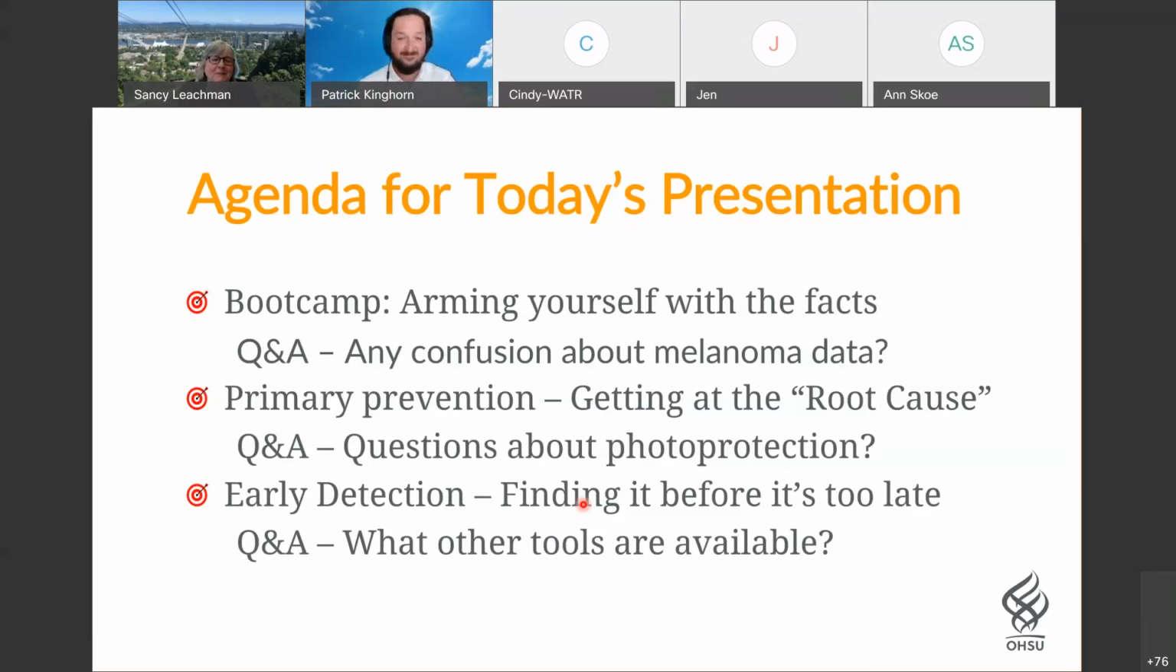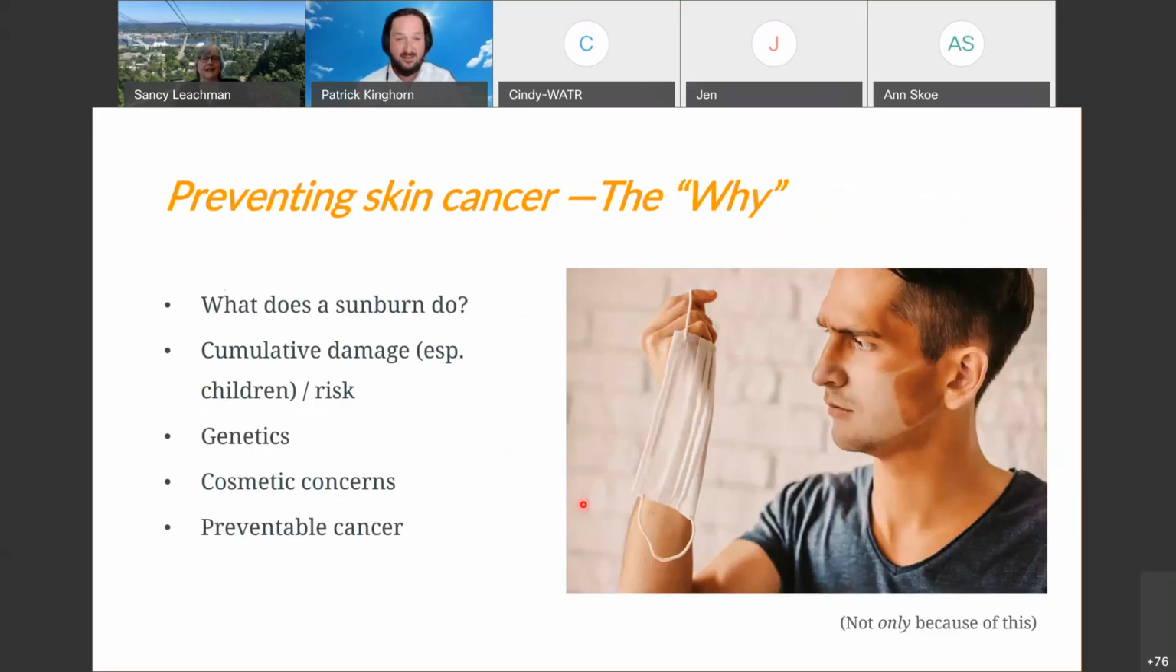So here we go. Preventing skin cancer, the why. What does a sunburn do? Is it just because you've got red hot skin? No, it's because of DNA damage. The sun's rays come in and cause DNA damage in the cells that can then turn into cancer. In the case of melanoma, it's the melanocytes that turn into cancer. In the case of non-melanoma, like squamous cell carcinoma or basal cell carcinoma, it's the keratinocytes that turn into the cancer. But that's what the sun does.